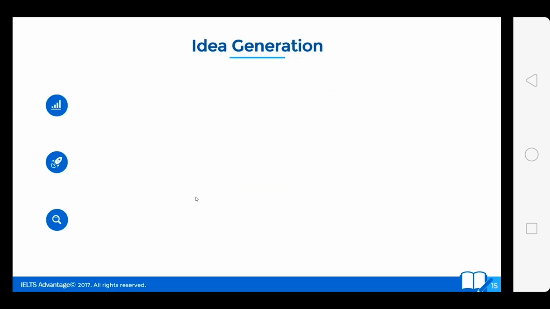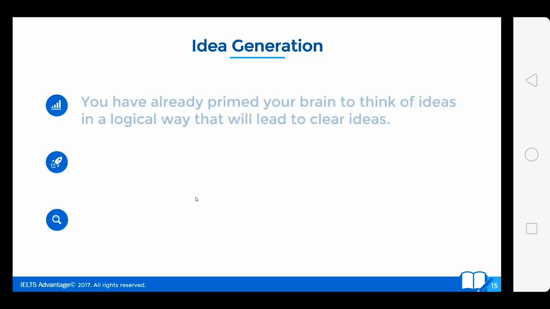Okay, so now we've analysed the question and we've decided our idea. Now we need to think of ideas. You've already primed your brain to think of ideas in a logical way that will lead to clear ideas. So by deciding what you think about these things, by deciding your answer, you've already started on the path to thinking about a clear idea. However, many of you mess up when you get to this stage because you've been taught a technique for thinking of ideas that is completely wrong and is the worst thing that you could ever do.